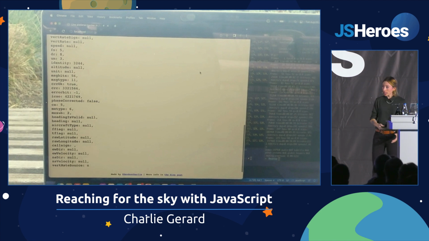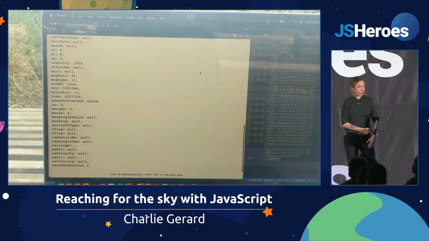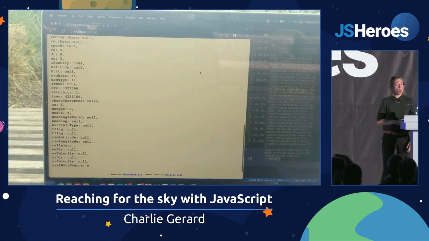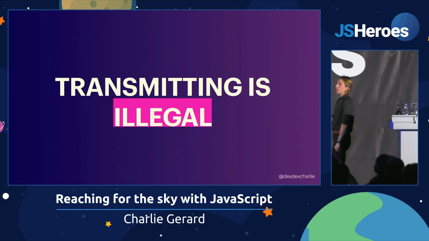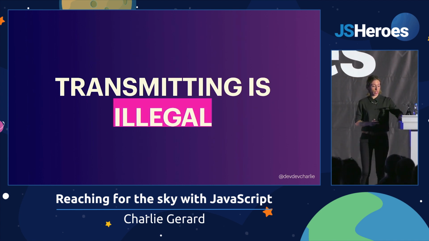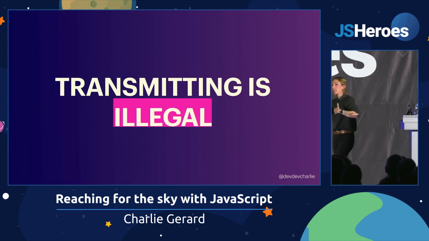So at the beginning of this talk, all of this that I just showed you is legal. I'm only listening. It's as if you were just listening to the radio or to a conversation. That's not illegal. But I want to talk about what is illegal now. Transmitting is illegal. What I mean by that is, this SDR here, the one that I have, is only a receiver. It can only listen to things, it cannot transmit.